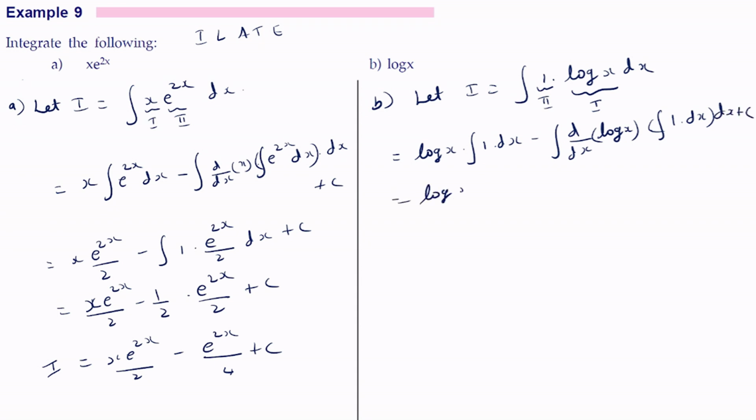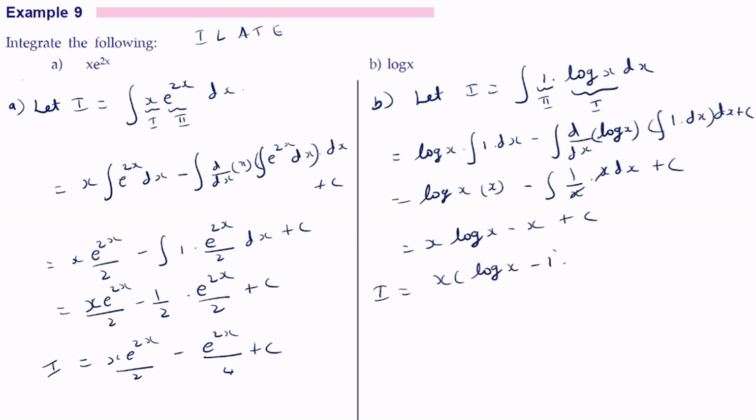So this is log x into integral dx, which is x, minus derivative of log x, which is 1 by x, into integral dx, which is x, dx plus c. So here this x will go. So here we have x log x minus integral dx is x plus c. So I is equal to x into log x minus 1 plus c. So this is the integral of log x.